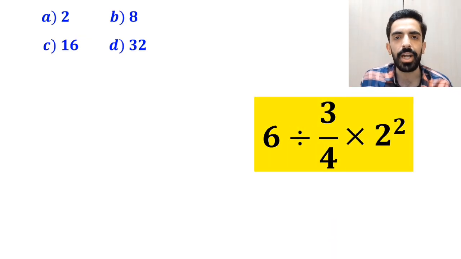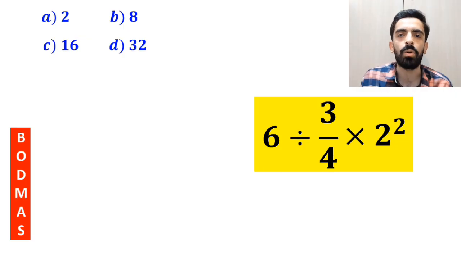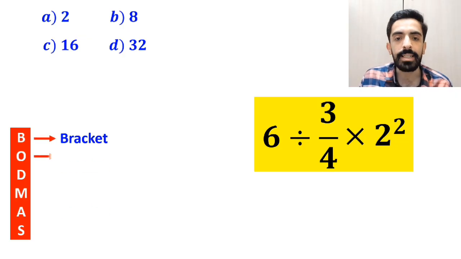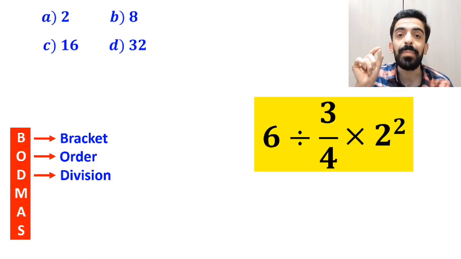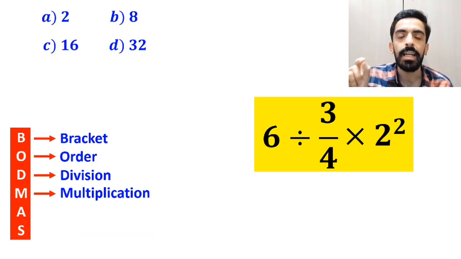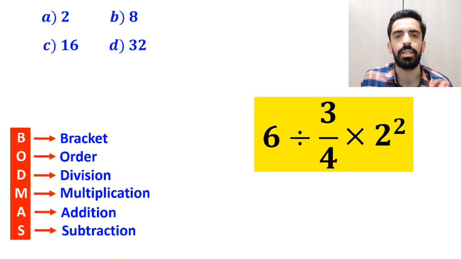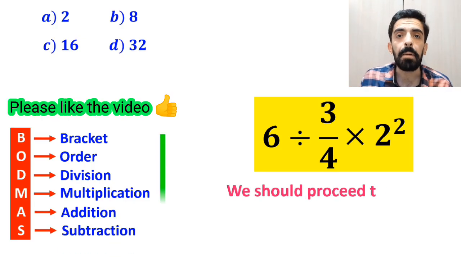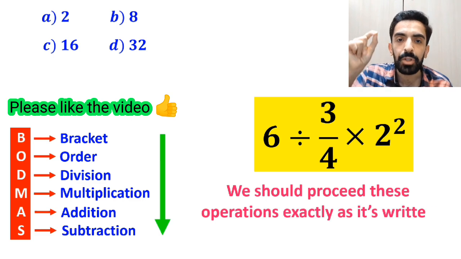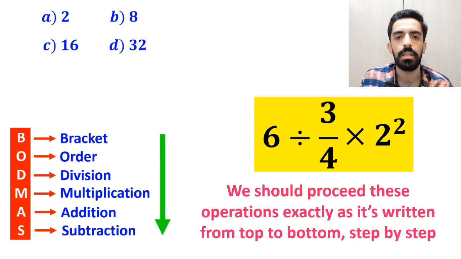To solve this question, we must follow the PEMDAS rule. In this rule, B stands for bracket, O stands for order, D stands for division, M stands for multiplication, A stands for addition, and S stands for subtraction. We should proceed these operations exactly as it's written from top to bottom step by step.